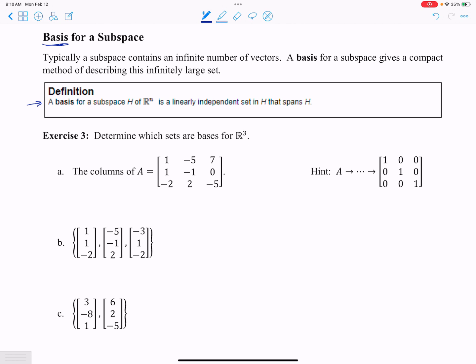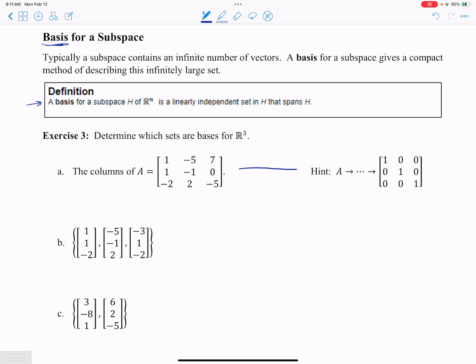So I want to determine if each of these sets are a basis for R3. So keep in mind, a basis is not unique. So there are lots of different bases that we could have. Are the columns of A a basis for R3? So first of all, notice that the columns are in R3. So that's a nice thing to make sure first. And then we want to know, are those 3 vectors linearly independent and do they span R3?